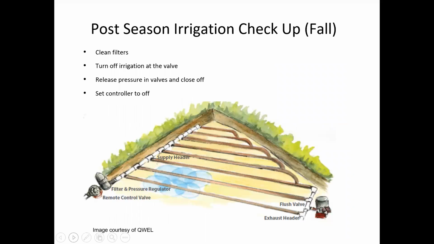And at the end of your irrigation season in fall, it's going to be a similar process. You're going to be cleaning out your filters. You're going to be turning off the irrigation at the valve, releasing pressures in valves, closing them off. Closing things off is really important because, you know, if you're not using it, there's no sense in not shutting it off to ensure that nothing else can be leaking if there's a problem. So I really recommend turning things off if you're not using it during the fall and winter, and then also setting that controller to off.